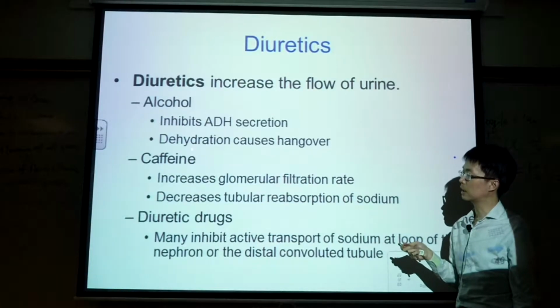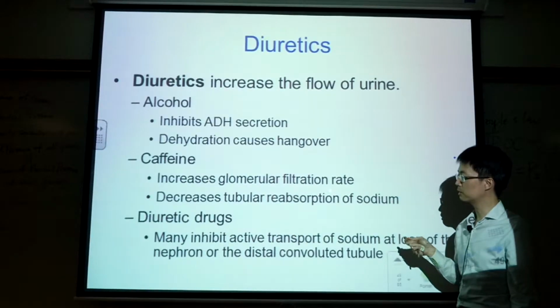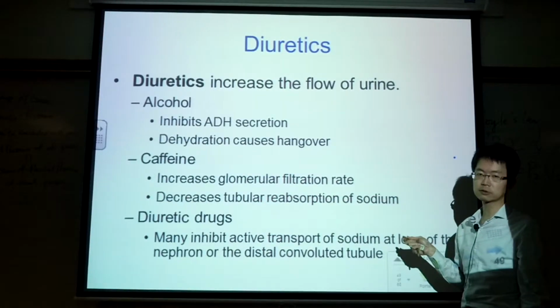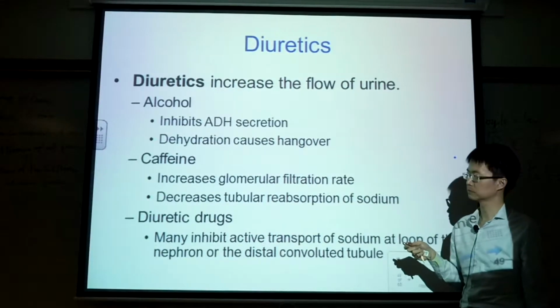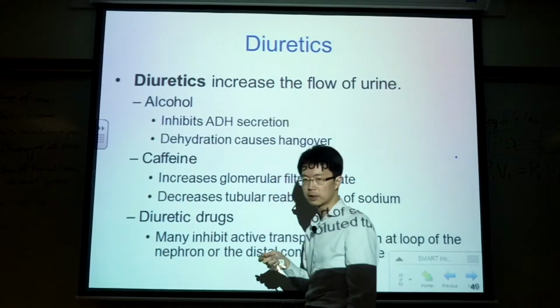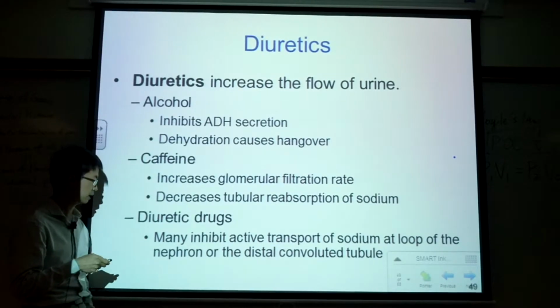Caffeine is another diuretic. How does it work? It increases the glomerular filtration rate, and it decreases the tubular reabsorption of sodium. When we do not absorb a lot of sodium, we decrease the reabsorption of water. So many of you may have this experience. If we drink too much coffee, we also pee a lot.